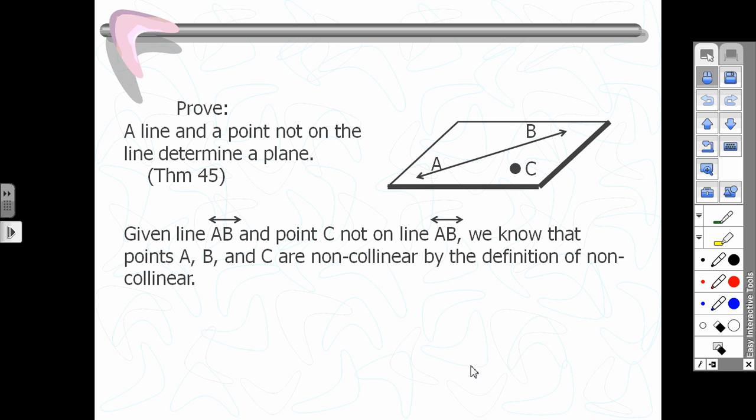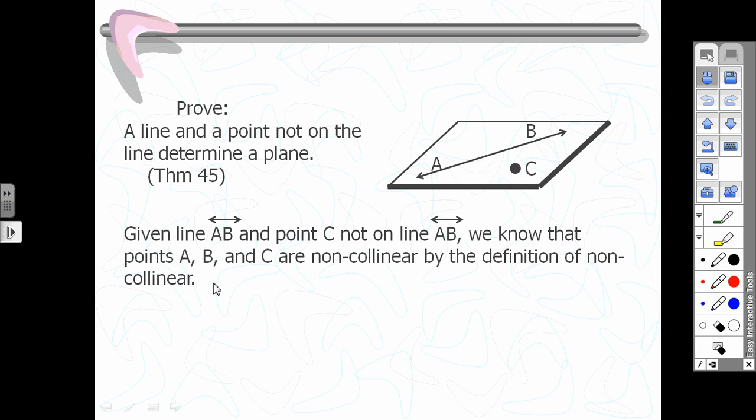So the first sentence is that, given line AB and C not on line AB, we know that A, B, and C are non-collinear by the definition of non-collinear. Okay? So that's the first line. And you can adapt this for the other theorems, right? If it's two parallel lines, give them parallel lines AB and CD. Pick 3 points. Say that they're non-collinear by the definition of non-collinear.